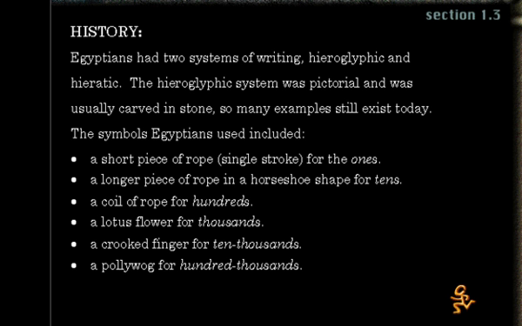History. Egyptians had two systems of writing, hieroglyphic and hieratic. The hieroglyphic system was pictorial and was usually carved in stone, so many examples still exist today. The symbols Egyptians used included a short piece of rope, a single stroke, for the ones, a longer piece of rope in a horseshoe shape for tens, a coil of rope for hundreds, a lotus flower for thousands, a crooked finger for 10,000s, and a pollywog for 100,000s.